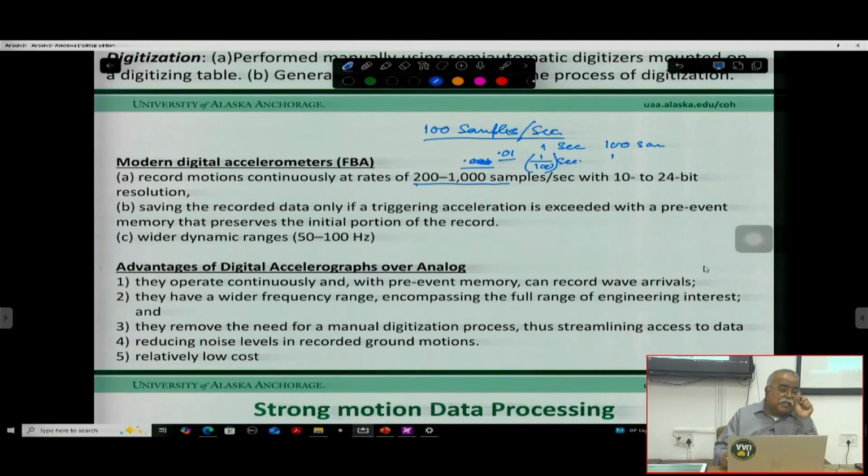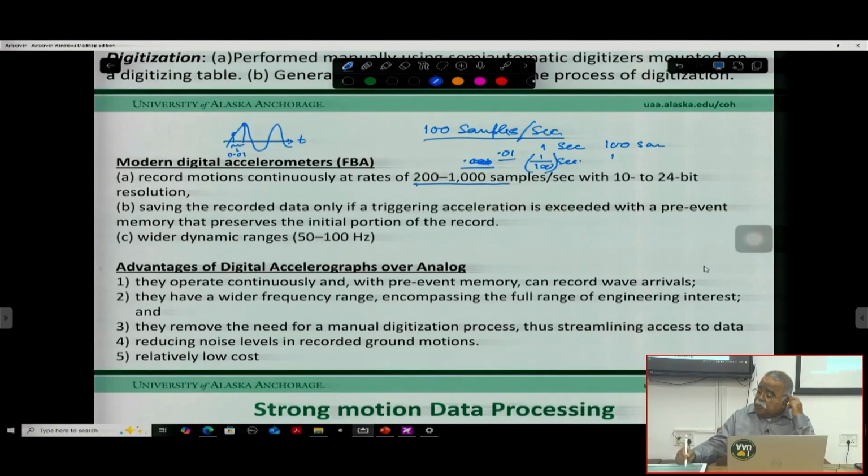So that means each sample, if we have this type of sensor and we are sampling it, is equal to 0.01 second, right? So that's your time. Each 0.01 second, we have a sample. So you can decide your sampling interval based on your recording urgency or the recording objectives, right?